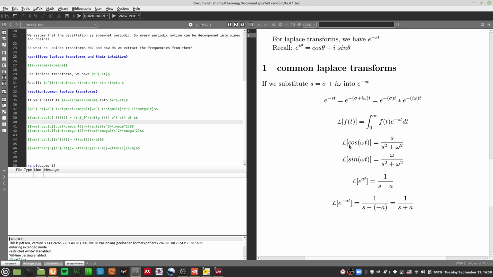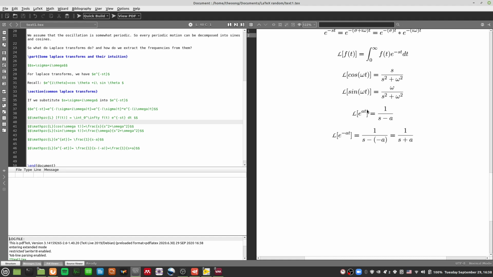Laplace of cosine omega t is s over s squared plus omega squared. Laplace of sine omega t is omega over s squared plus omega squared. Laplace of e to the at is 1 over s minus a. Laplace of e to the minus at is 1 over s plus a.